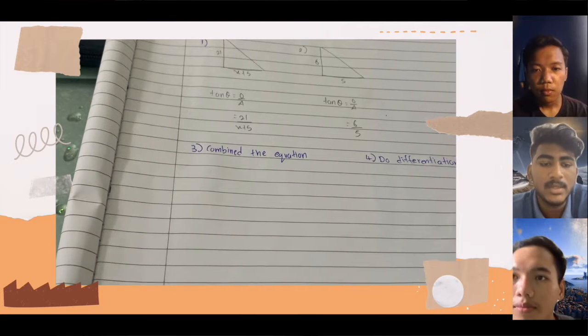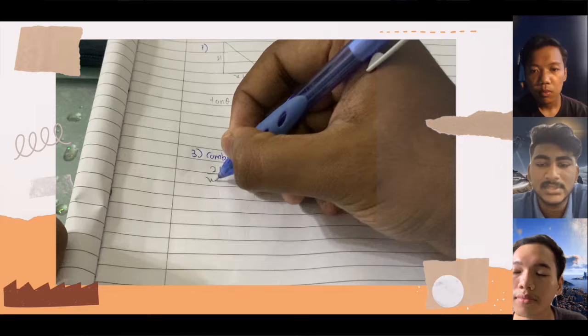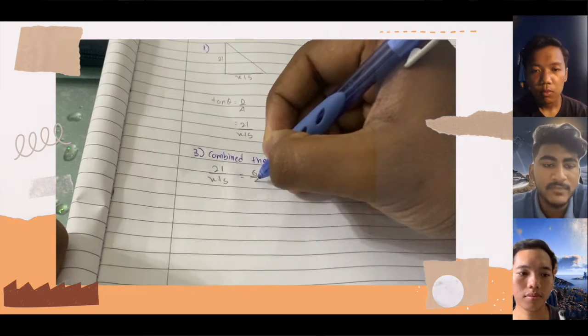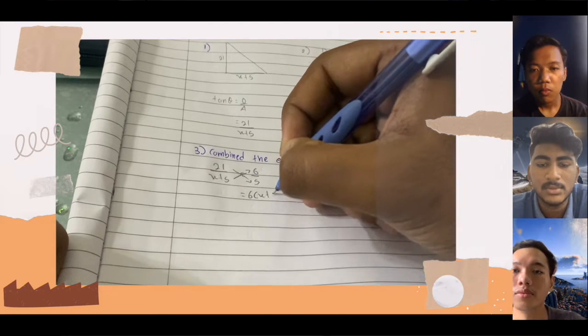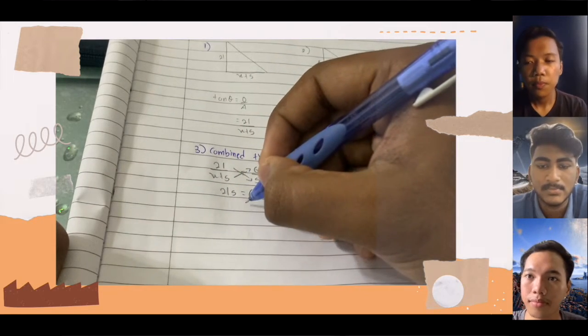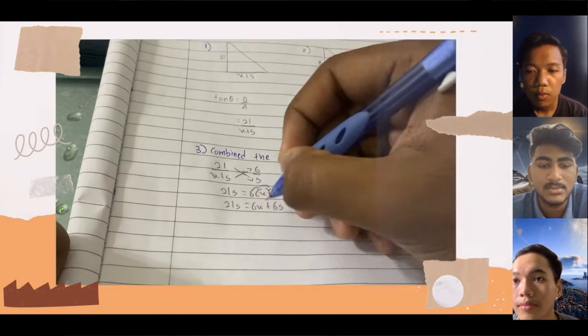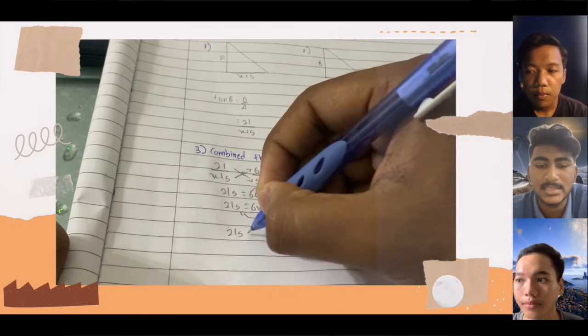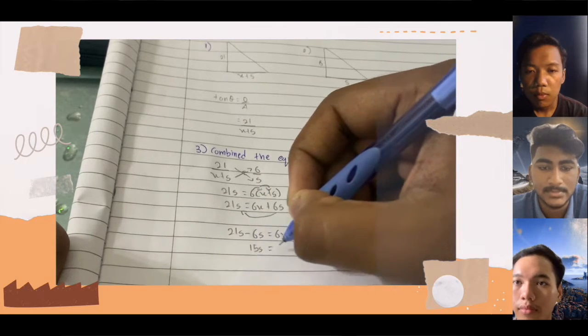For the third step, we need to combine the equations, which is 21 over x plus s equal to 6 over s. Then feel free to do cross multiplying and you'll get the result of 21s equal to 6x plus 6s. To remove the positive 6s, we need to minus both sides by 6s and finally get the answer of 15s equal to 6x.